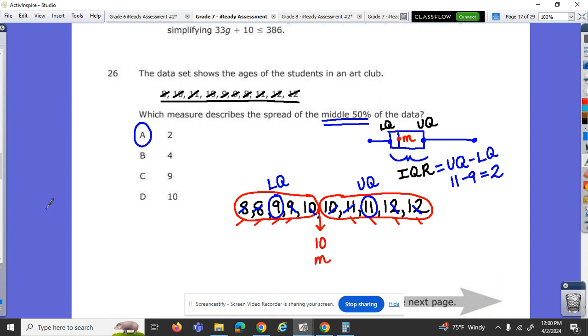All right, let's keep working. Remember, your goal is to make it to question number 30. So do your best to reach that goal today. Continue working hard.